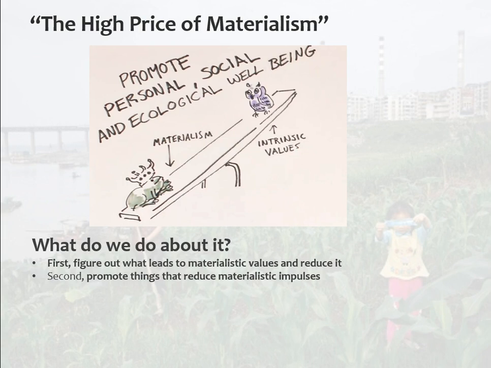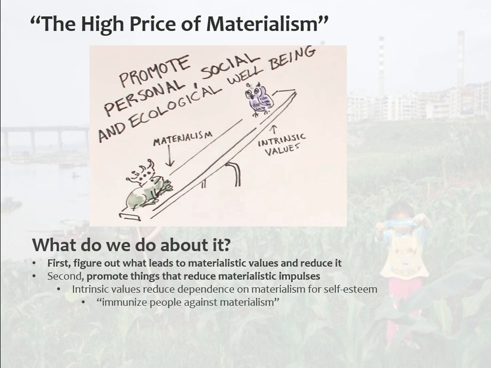The second way to reduce materialistic impulses is to promote things that reduce them. One really good way to do that is to promote intrinsic values. Intrinsic just means you derive your self-worth from within, from who you are, not what you have or what you look like. And I thought it was really good the way you put it: you can immunize people against materialism.